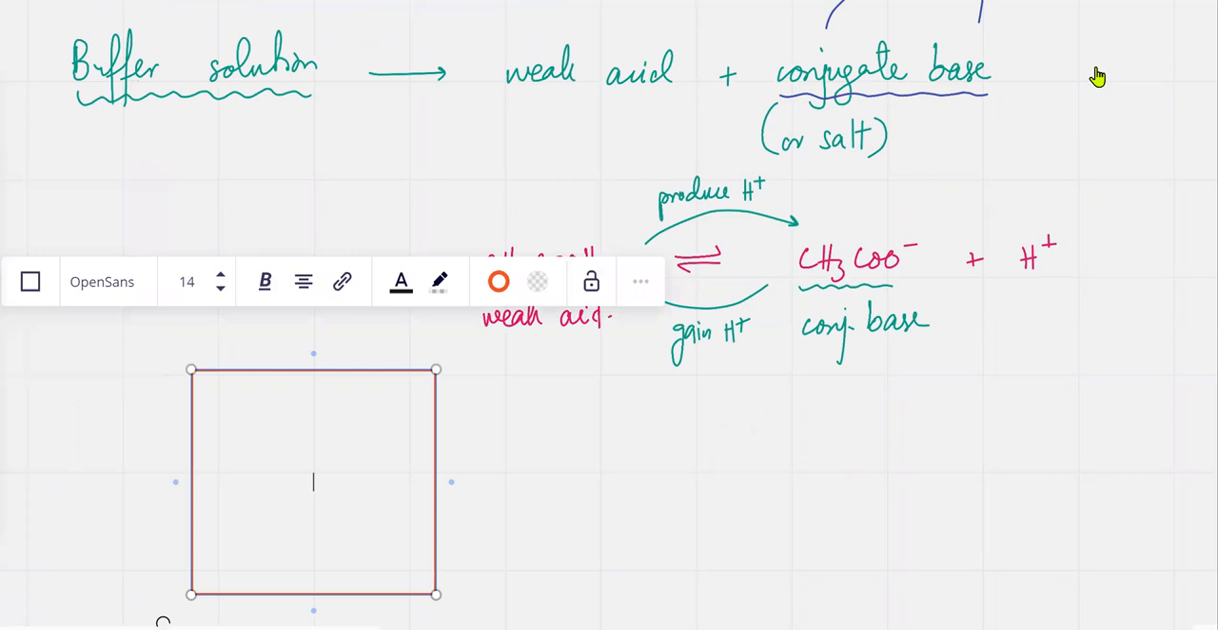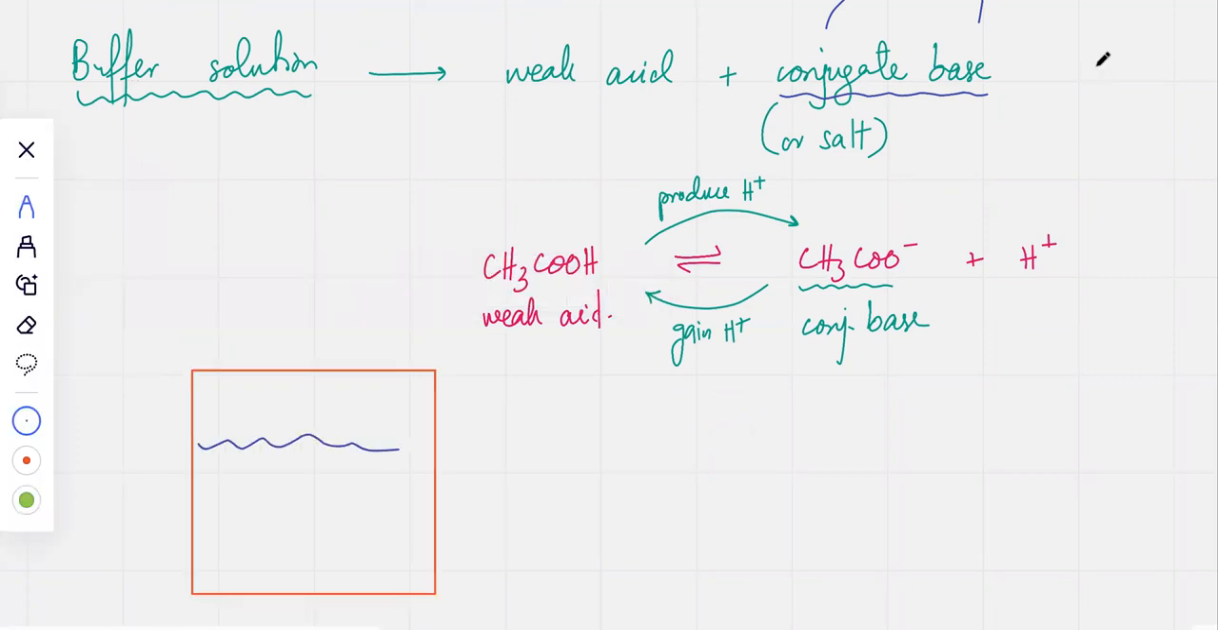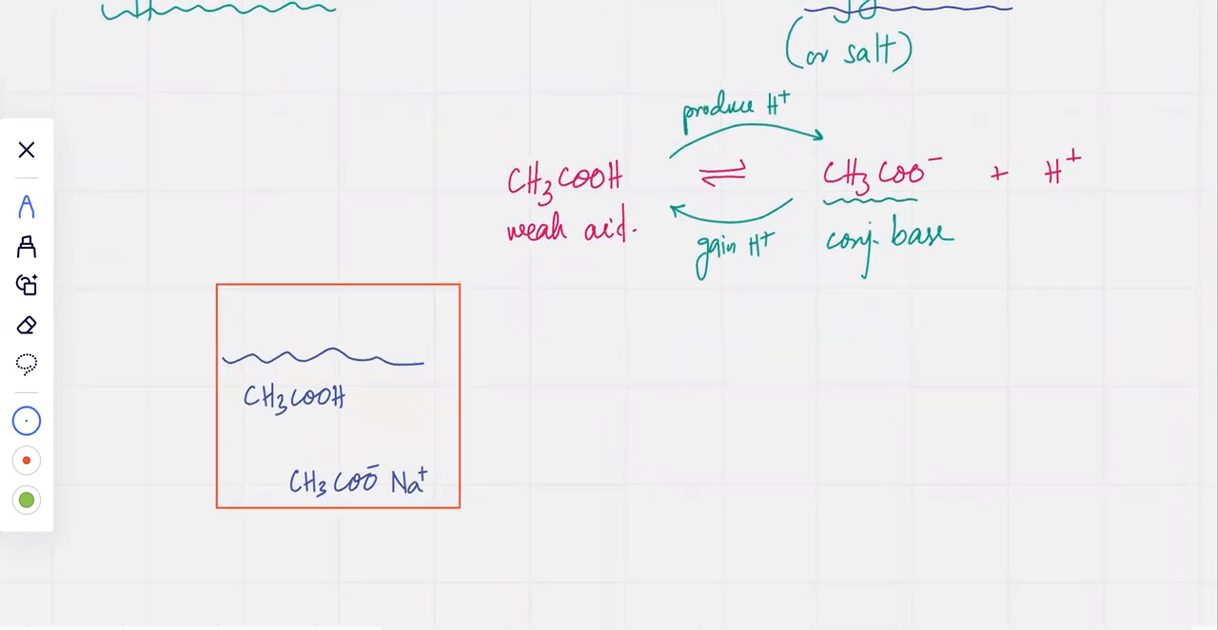So let's say I have a beaker. I'm going to add two things to this. I'm going to add a weak acid, and I need to add the conjugate base. The conjugate base is going to be CH3COO minus. This is going to be my conjugate base. But obviously, a negative ion would not exist alone. As you remember, negative ions never exist alone. So there has to be some positive ion, which is why you're going to add a salt of the weak acid. So that would be the one that would be acting as the conjugate base.